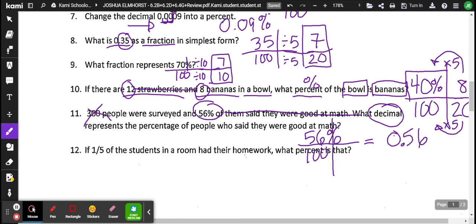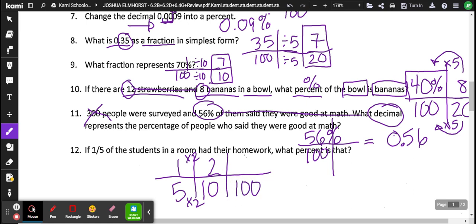1/5 of the students in a room had their homework. What's the percent? Set it up. If you have 1 out of 5, how many would you have out of 10? 5 times 2 is 10. 1 times 2 is? So you'd have 2 out of 10. And if you had 2 out of 10, how many would you have out of 100? 1/5, 2/10, times 10, times 10. What percent is that? 1/5 is also in your benchmark fractions in the back of your notebooks.